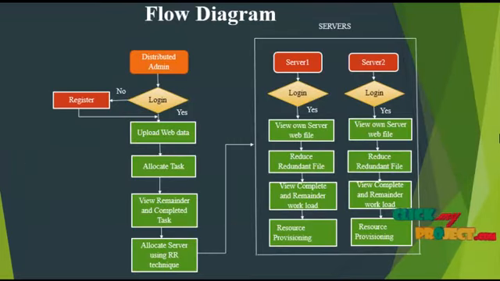Let's see our project data flow diagram. In our project, there are three modules: distributed admin, server 1 admin, and server 2 admin. We will see them one by one. Now I explain the distributed admin process. The distributed admin initially logs in with his or her own username, password, and system secret key. Otherwise, a new distributed admin initially registers, then accesses our system.